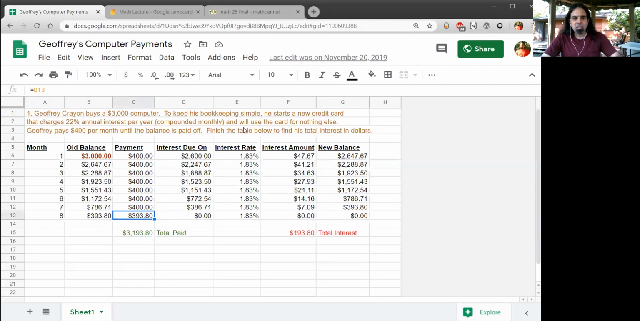The problem asks us to find his total interest. So we'd have to take this interest column when we're done and add it all up and see what interest he owed. And it wasn't too bad. It was a $3,000 computer, and he pays less than $200 of interest for the privilege of having it at his house 8 months early. If it's needed for his job or school or something, it's worth $200 to not wait 8 months to have it.